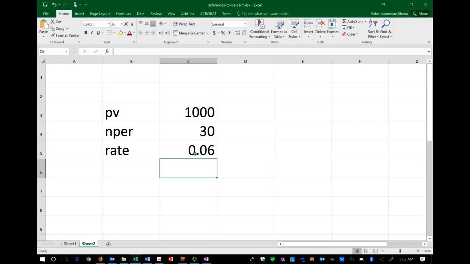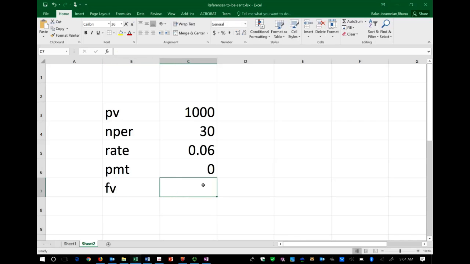Okay. And I am not receiving any interest payment in between, right. If I receive the interest payment, I am not receiving any cash in between within that 30 years. So, what am I going to calculate? I am going to calculate the future value.